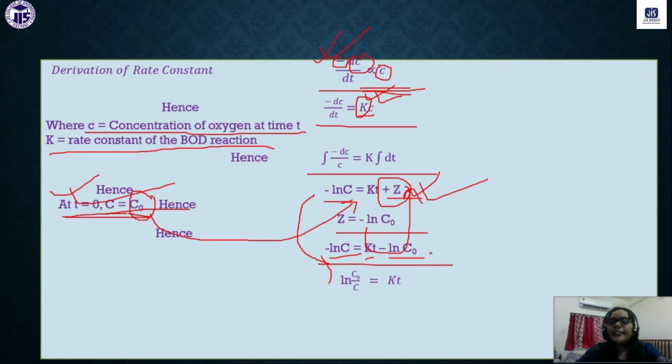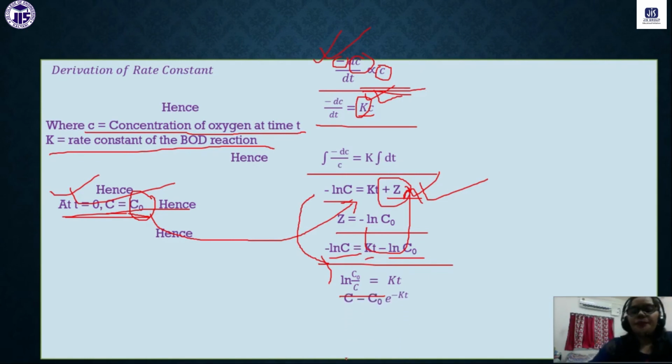Now this ln C0, here also we have ln C, and here also we have ln C0. So we can do one thing, that is ln C0 by C equals kt. Very easy.